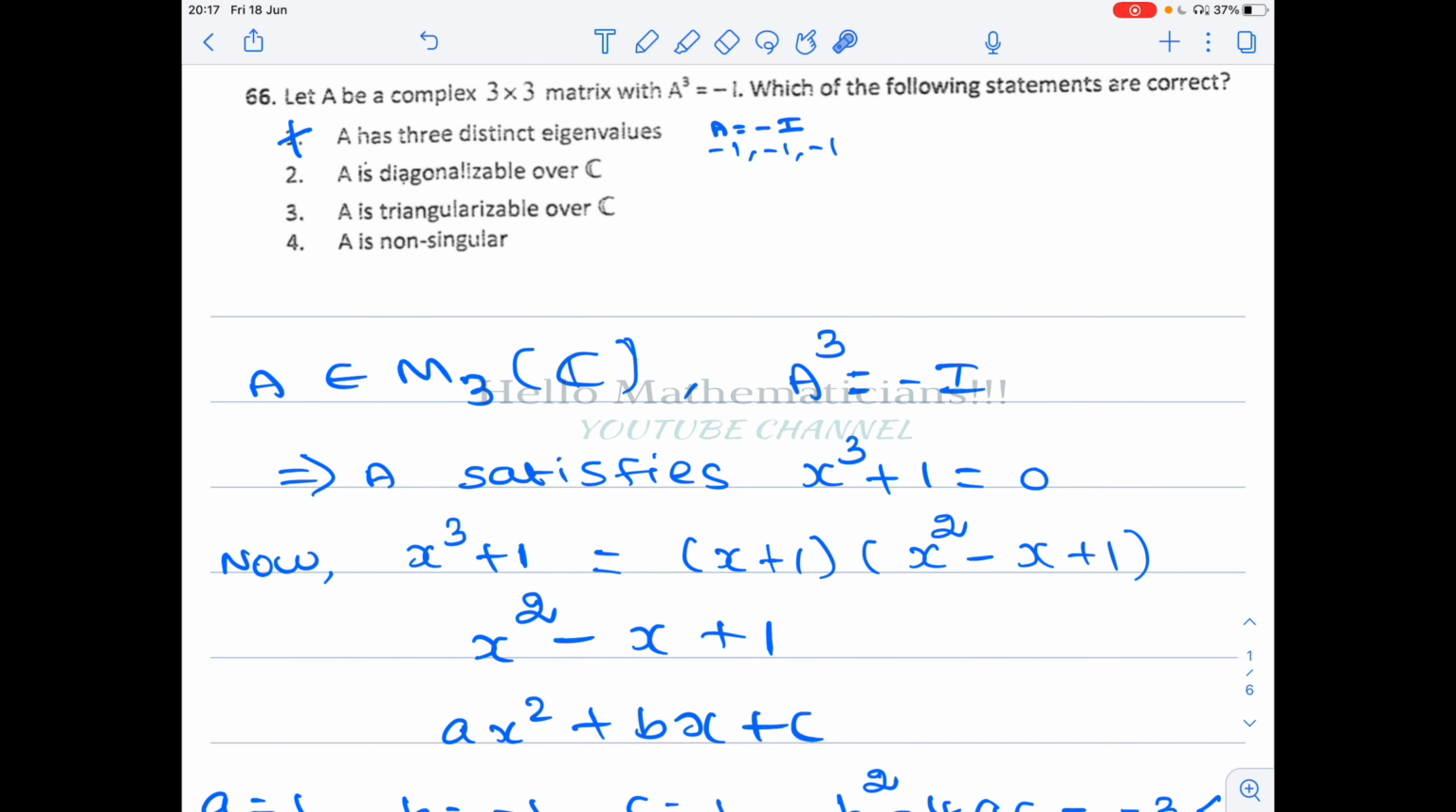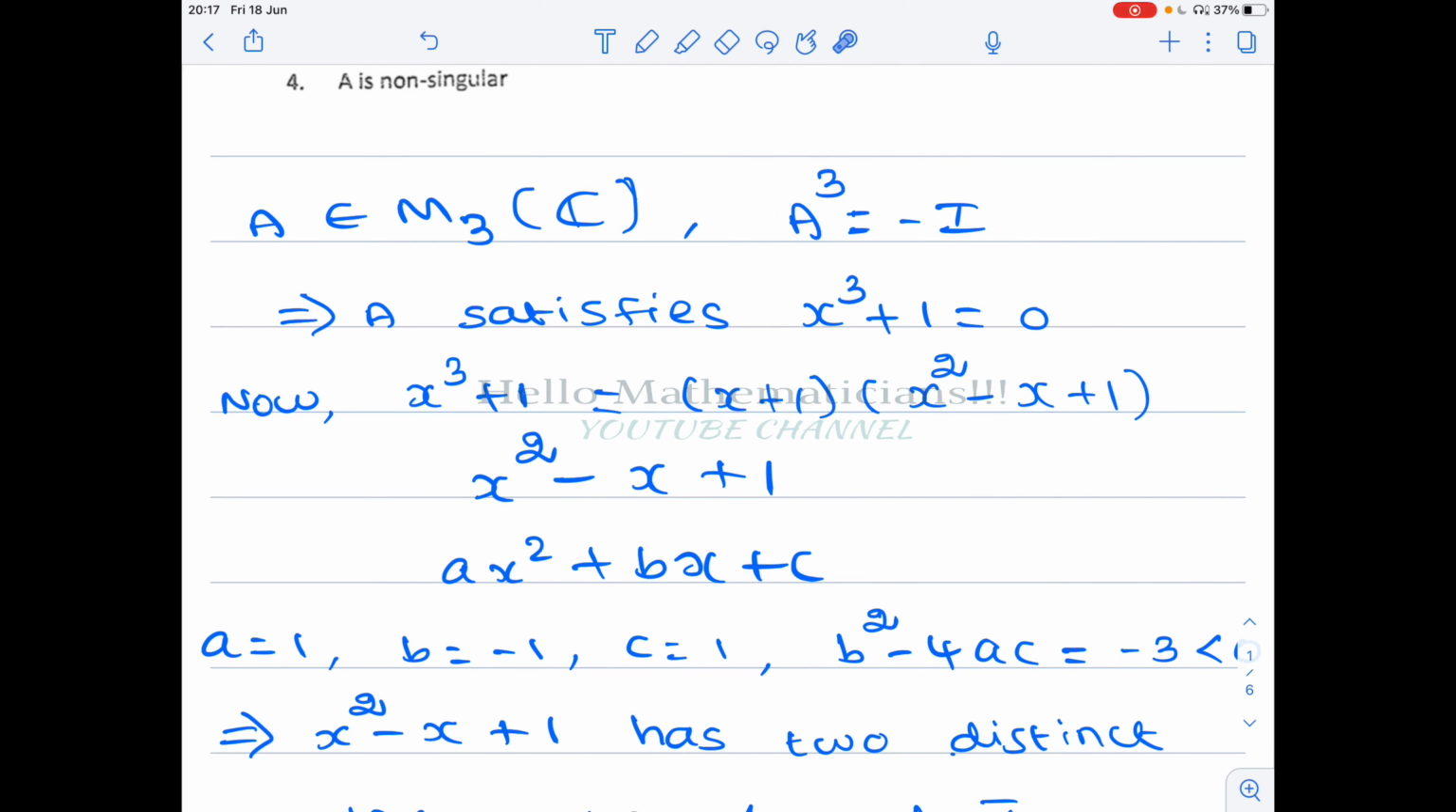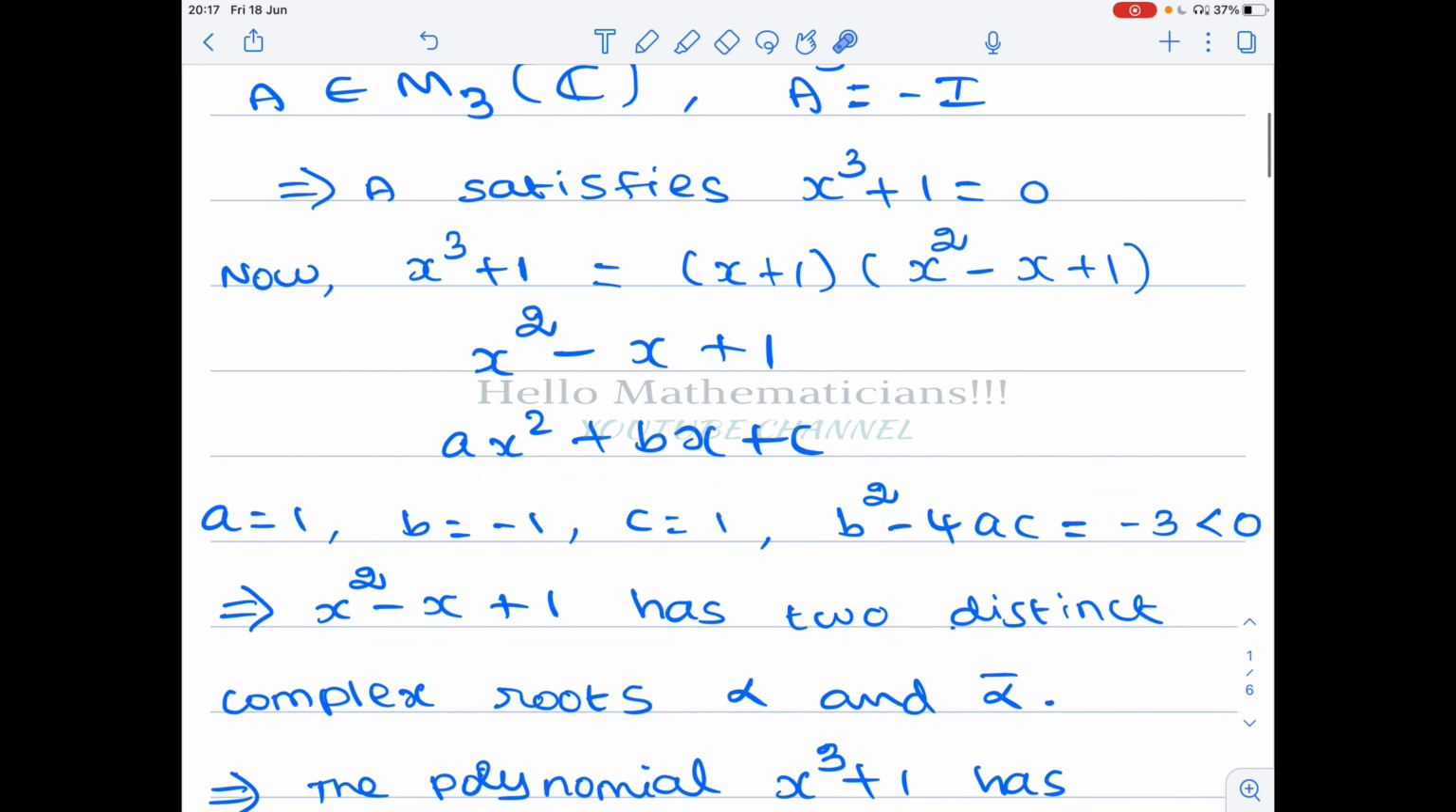So it is given that A belongs to M3 of C, which means 3 by 3 complex matrices, and A cube equal to minus I. What does it mean? It means that A satisfies the polynomial x cube plus 1 equal to 0. Okay, now you can clearly see that minus 1 is a root of this polynomial. Therefore, x cube plus 1 equals x plus 1 times x square minus x plus 1. So you can easily find this degree 2 polynomial.